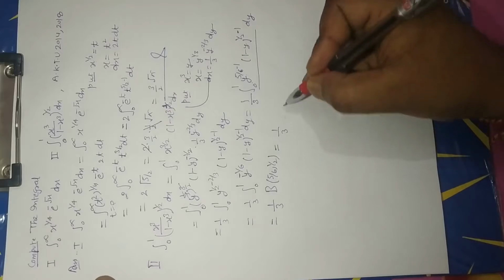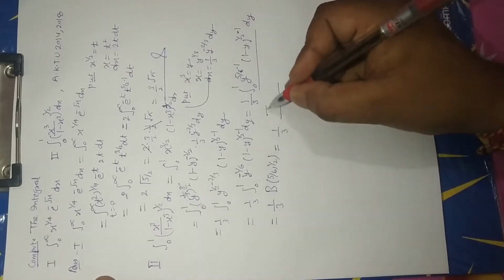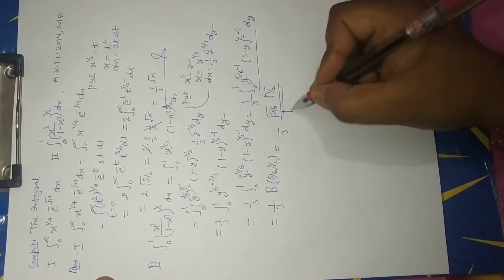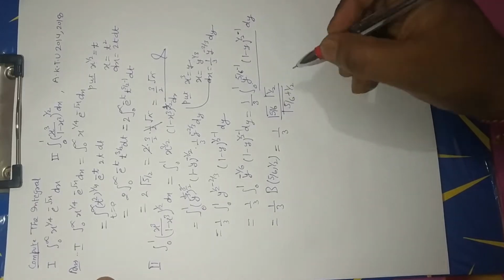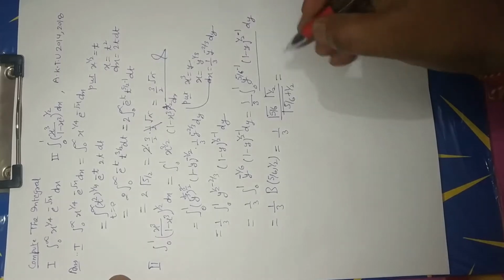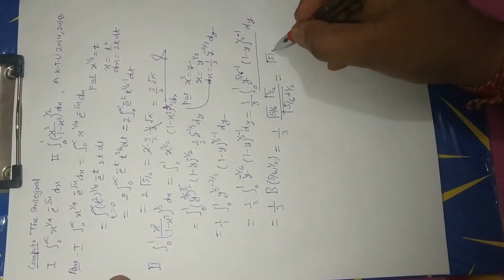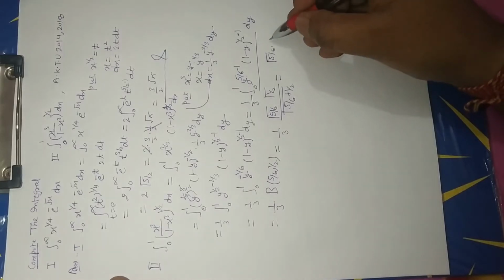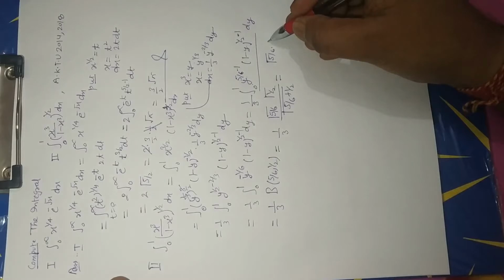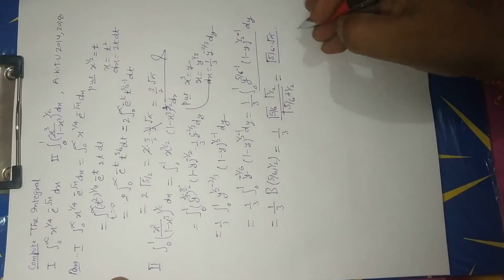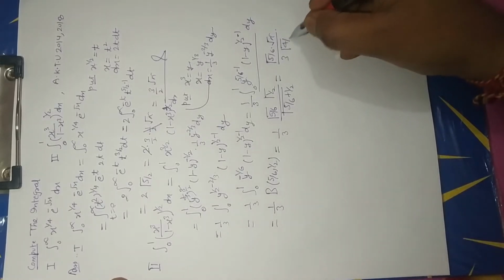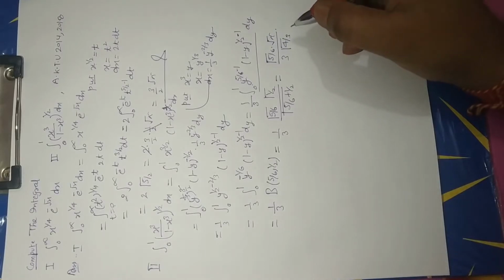Now 1 upon 3, this converts into gamma 5 by 6 gamma 1 by 2 upon gamma 5 by 6 plus 1 by 2. Now gamma 1 by 2 is under root pi, so under root pi upon 3 times gamma 5 by 6 upon gamma 4 by 3.